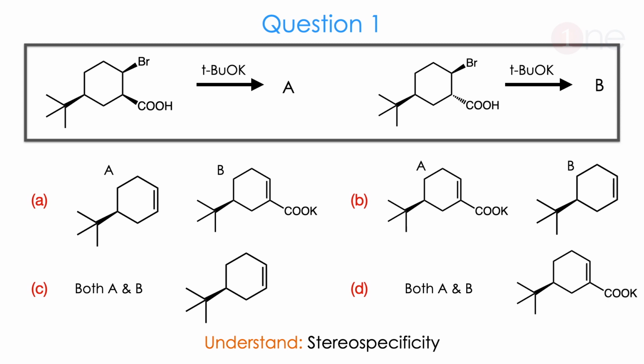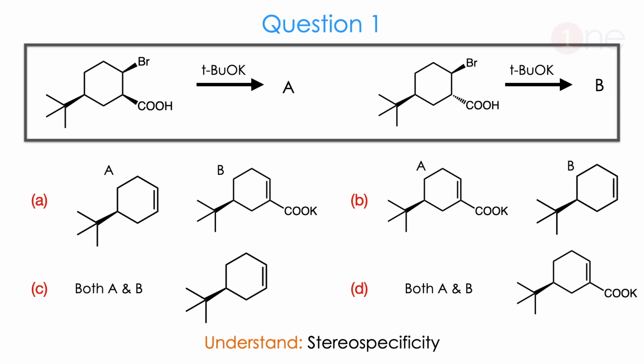Let us see the first problem. The first problem has a cyclohexyl ring with tertiary butyl, bromine and COOH. The starting materials differ only in the COOH position. One COOH is syn to Br, another COOH is anti to Br. They ask you to guess the products A and B.